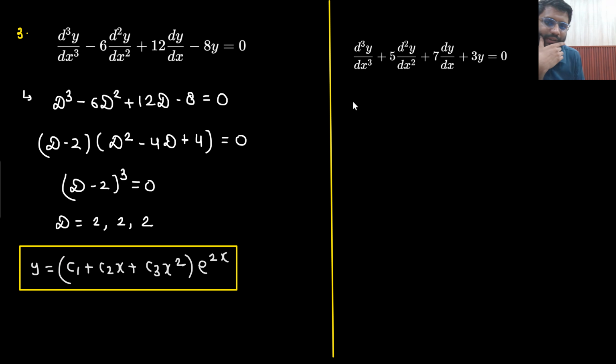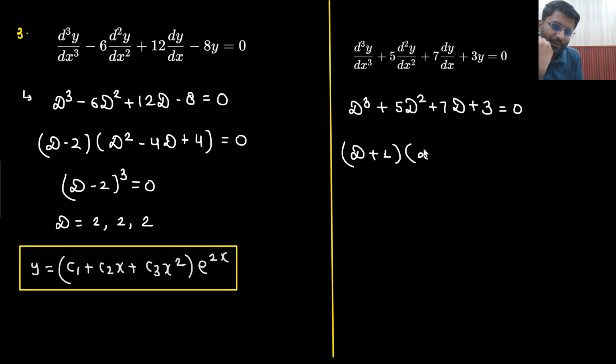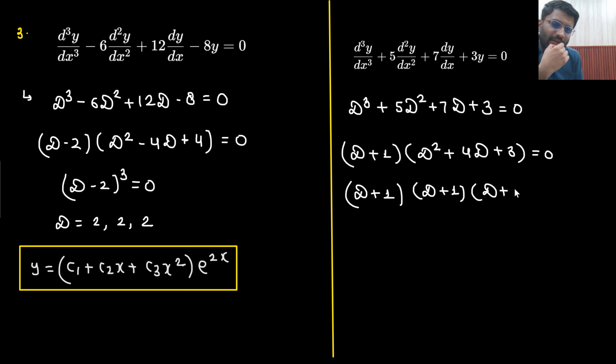Try solving it on your own. It would be d cube plus 5d square plus 7d plus 3 equals 0. Think about it. D equals minus 1, will that be one of the roots? Here you will be getting minus 4 and 4. Yes, d equals minus 1 is one of the roots. So d plus 1 will be one of the factors. Here you will be getting d square plus 4d plus 3. When you solve it, you get (d plus 1)(d plus 1)(d plus 3) equals 0.